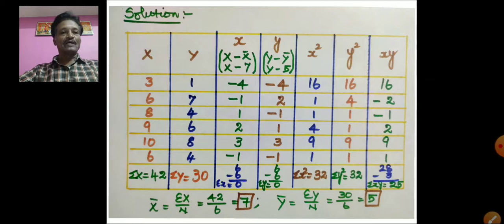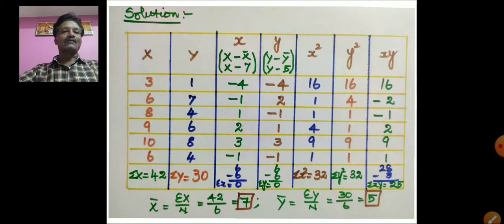In the second value, x value is minus 1 and the y value is plus 2. So minus into plus is minus, 1 into 2 is 2, so minus 2. Then 1 into minus 1 is equal to minus 1. 2 into 1 is equal to 2. 3 into 3 is equal to 9. Minus 1 into minus 1 is equal to 1. So here the xy values are 16, minus 2, minus 1, 2, 9, 1.